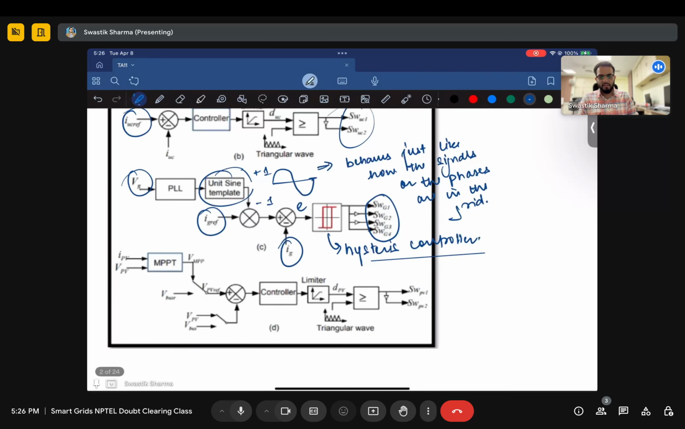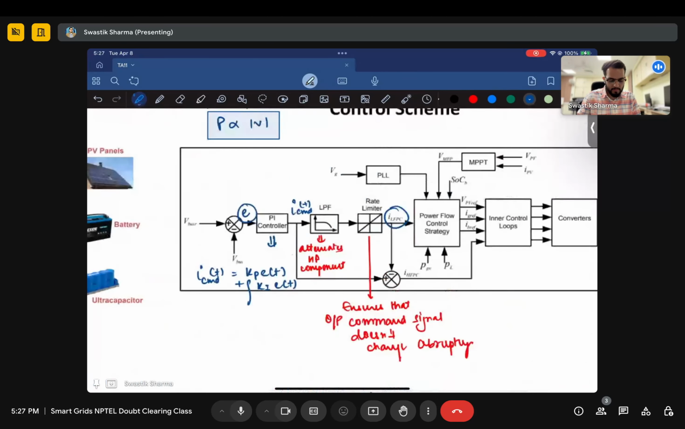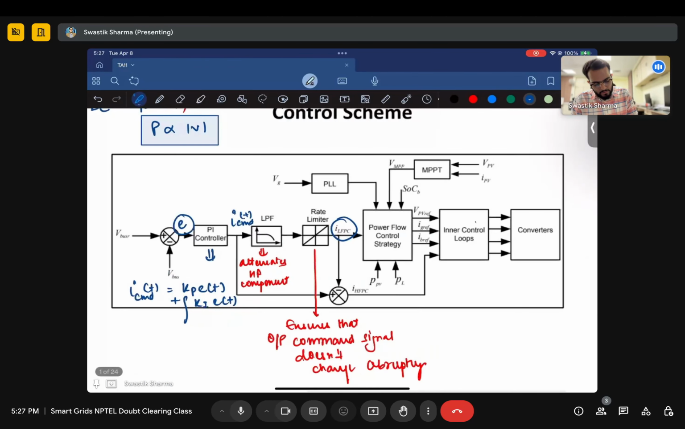Similarly, for your PV, you want to make sure that you are at your MPPT, if at all you want to operate at MPPT, and based on that, you check the PV reference voltage and the actual PV voltage, and the rest of the things are similar, right? And what you have right now are the switches present in the half bridge converter that is connected across your PV, right? So these are the inner control loops which provide control over the individual converters.